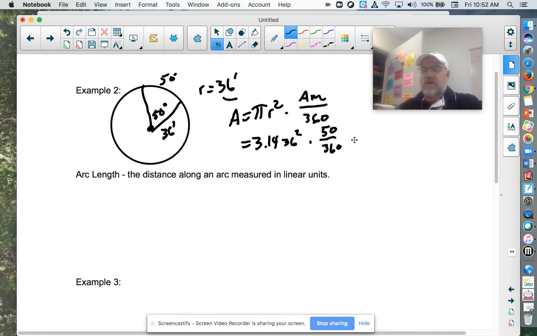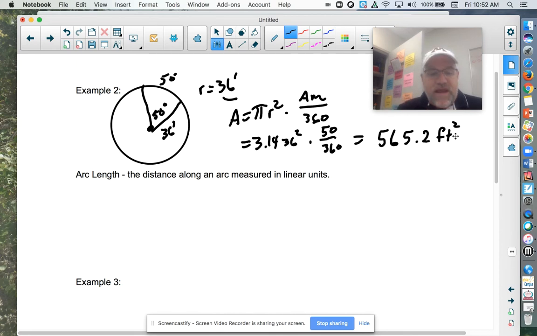All right, so I'm going to say 3.14 times 36 squared times 50 divided by 360. Now, notice that when I did this, I multiplied this by 50 and then divided everything by 360. That'll give you the correct answer. So when I did that, I got 565.2. And now I need to make sure that I'm telling people that these are tile. This is pizza. So it's feet squared. This is square feet. Good.